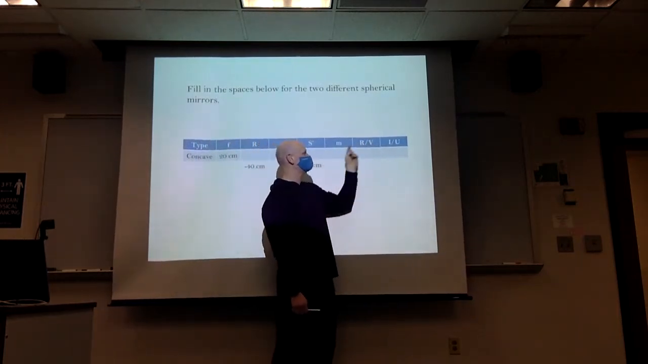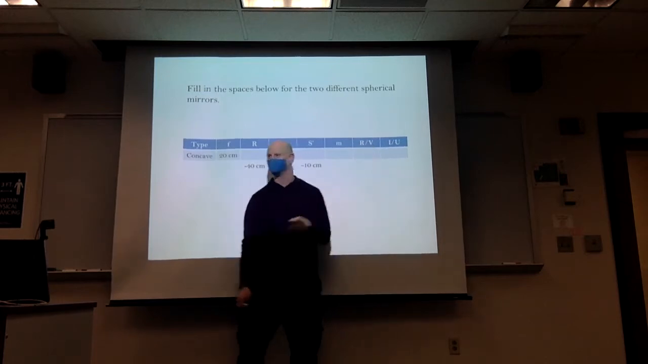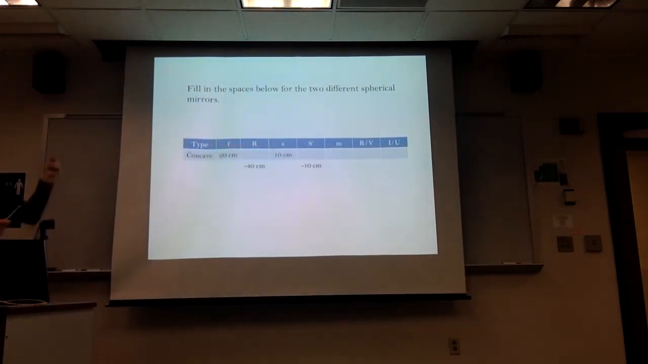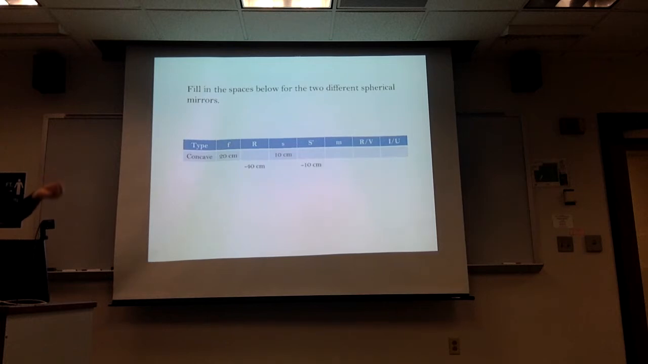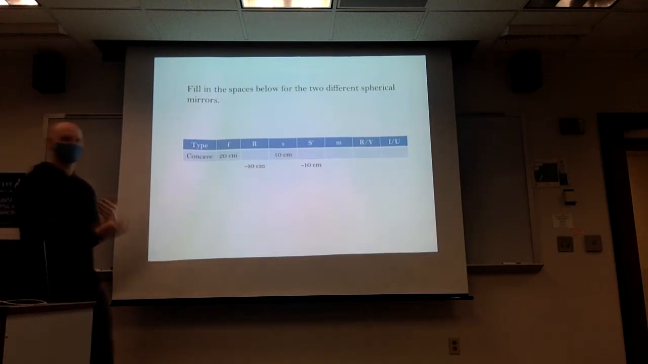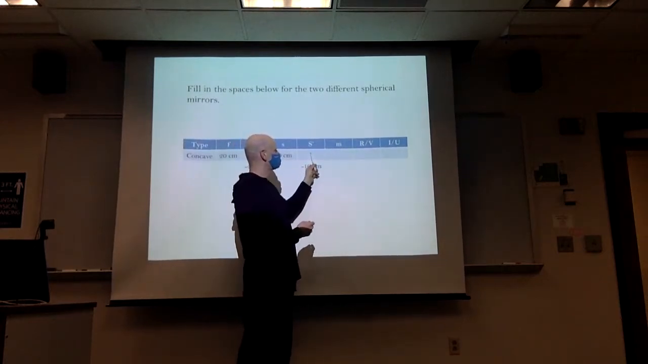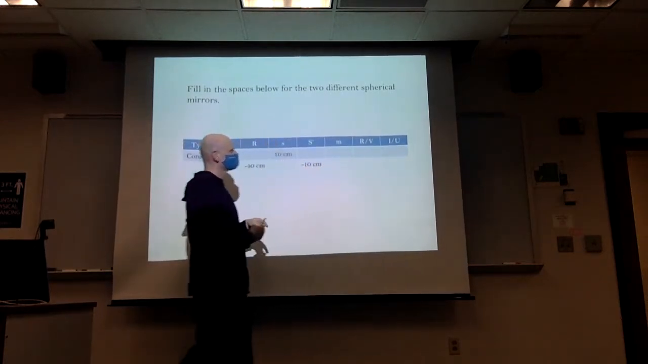R in V just means is it real or is it virtual? So how do I know it's real? How do I know it's virtual? If the image distance is positive, that means it's real. If the image distance is negative, that means it's virtual, because for it to be negative, it has to be on the back side of the mirror, which is where no light actually goes to. So that means it has to be virtual. So if this guy is positive, this is real. If this guy is negative, this guy is virtual.